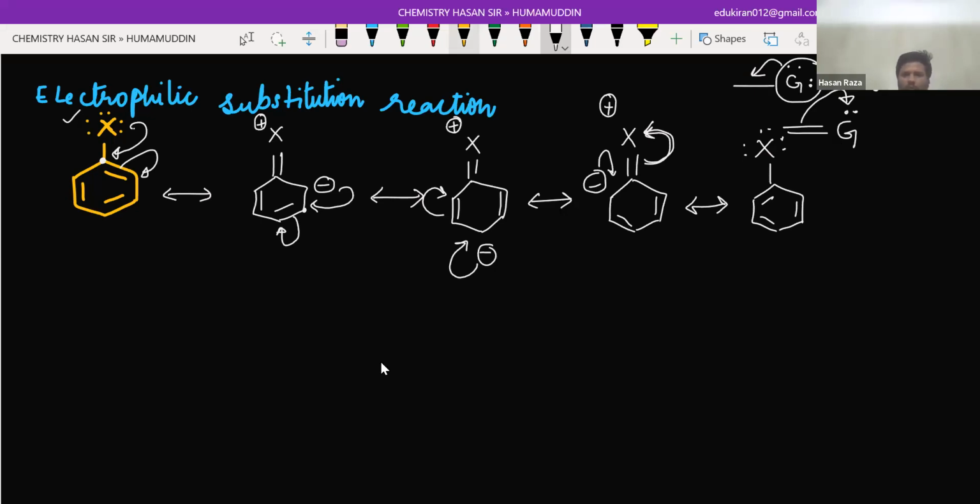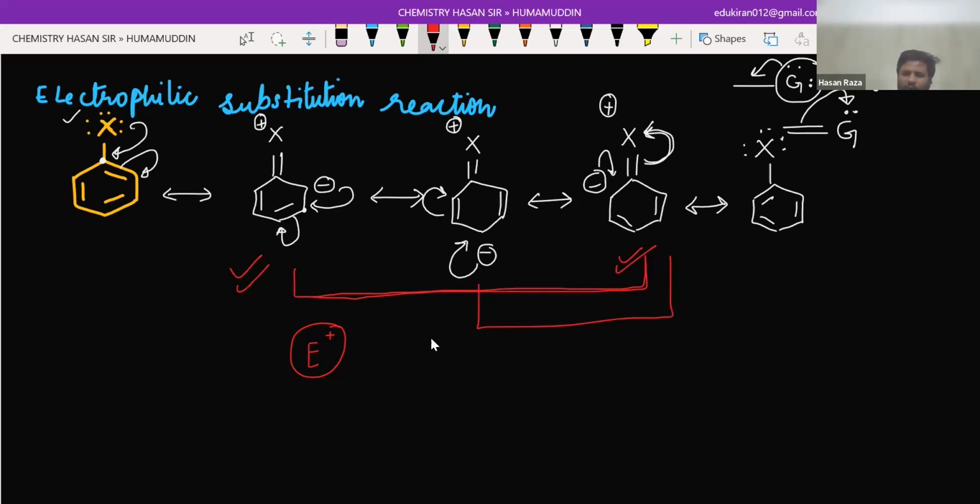Okay, one more question before you write. If this is your electrophile, where I'm going to write E plus, that represents electrophile. Everyone knows what an electrophile is, right? Electrophile is the one which is an electron deficient compound. So what do you think out of these three? Basically this and this will be the same. So out of these two, what do you think? This E plus electrophile will attack at which position?